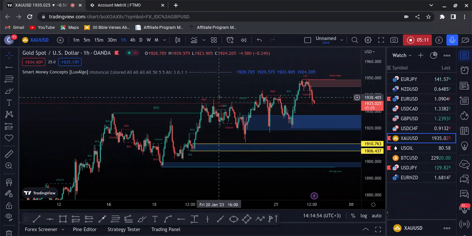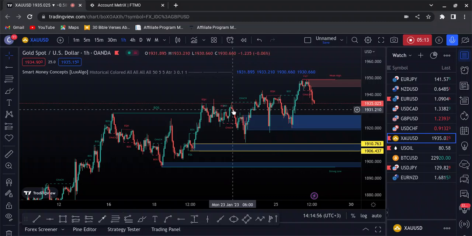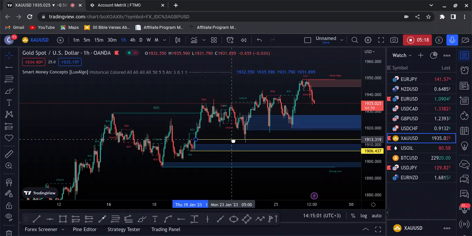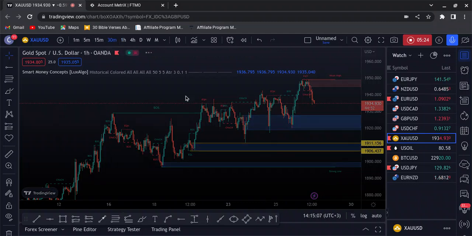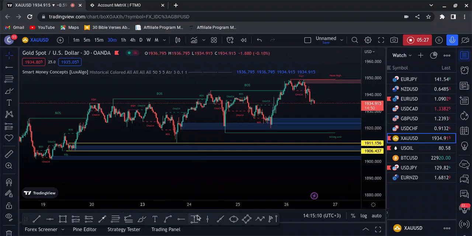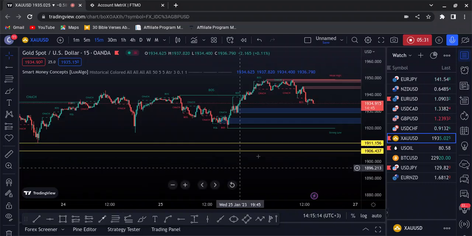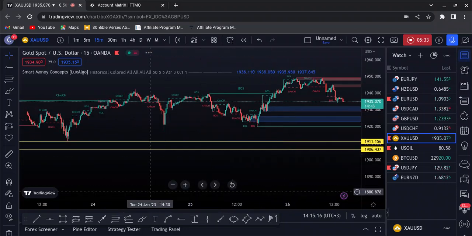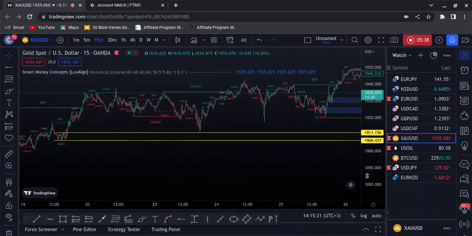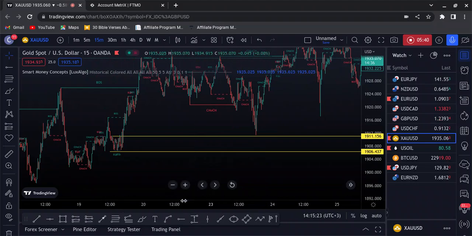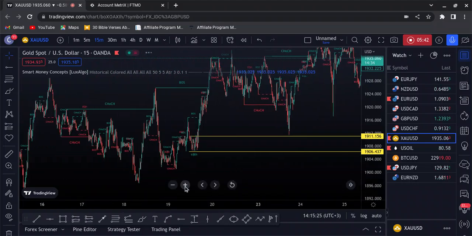So once I knew that we had this break of structure, I knew price was coming down to make a pullback. So we actually did have a tap here. Now let's go to, we keep refining. Going to lower time frames, I could identify a zone.